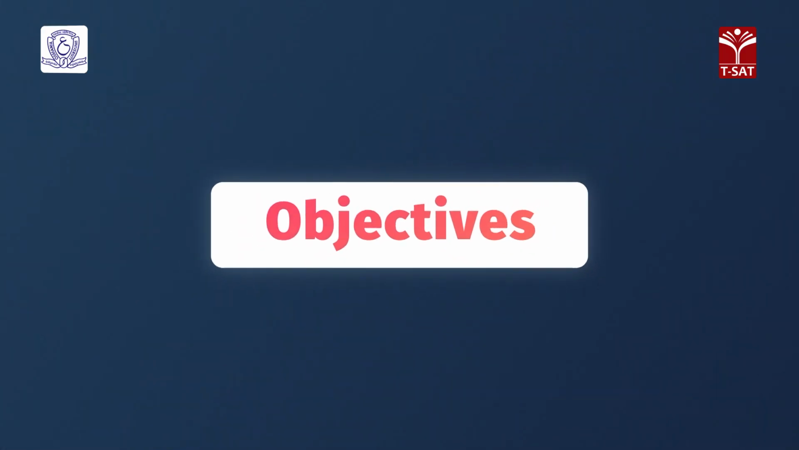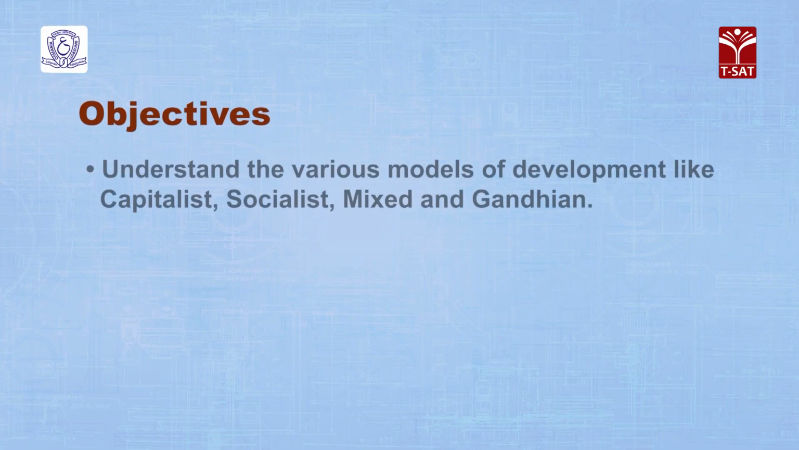Development is a very complex process and it has several dimensions which are related and interdependent on each other. There are several models of development with the focus of each model being different. After completion of this lesson, you will be able to understand the various models of development like capitalist, socialist, mixed and Gandhian models of development.